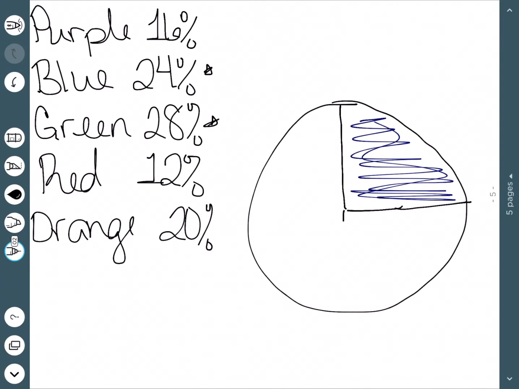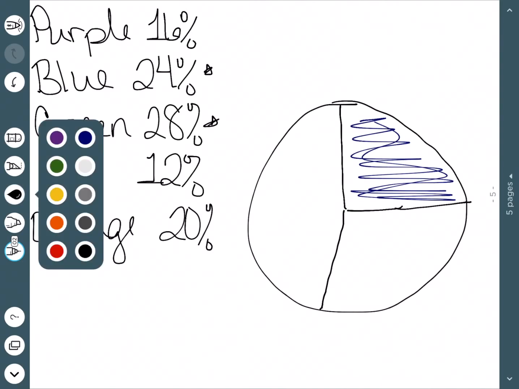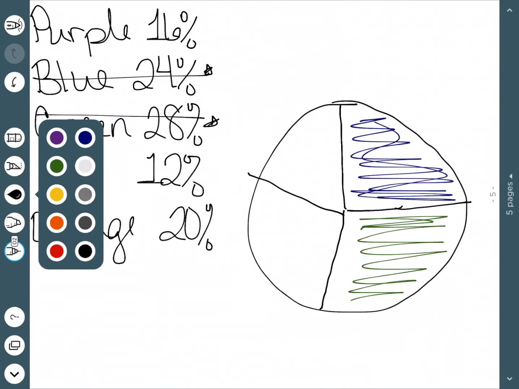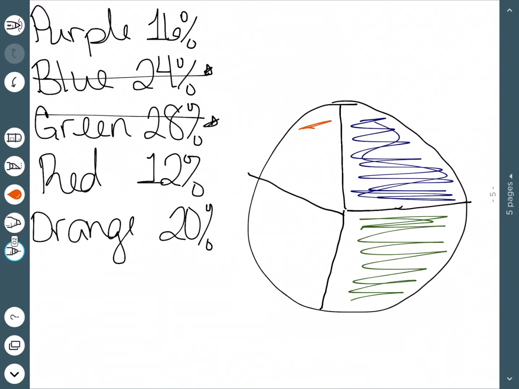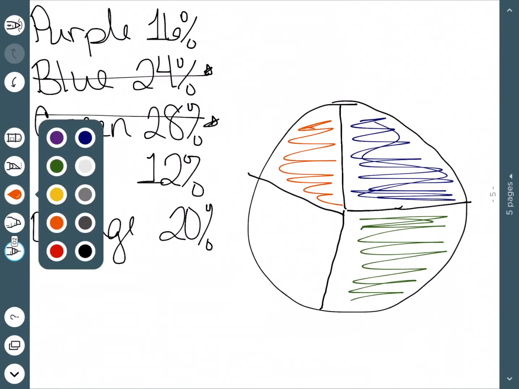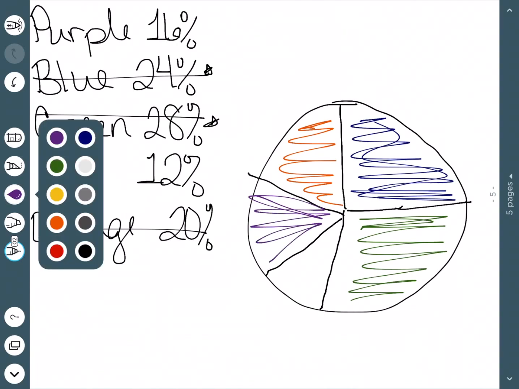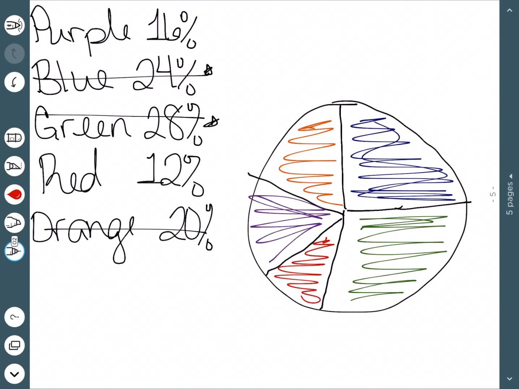28% is green, so we'll shade that part green. We've now covered blue and green. Orange is 20%, and 20% is going to be approximately 1/5. We'll say there. And this was orange. We then have purple, which is 16, and red, which is 12. So we need our purple section to be a little bit thicker than our red. And you'll notice I just approximated each one of these percentages.